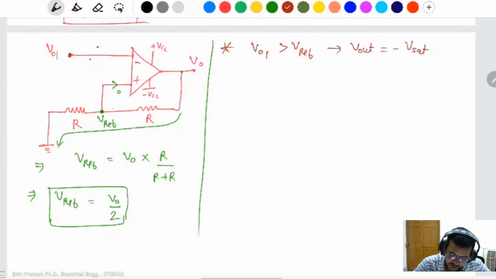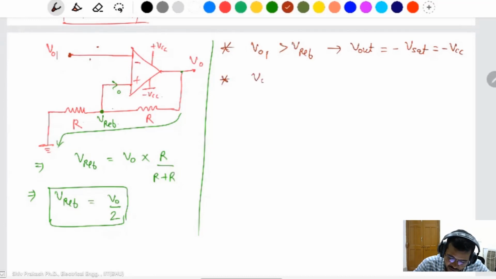The saturation limit is VCC or minus VCC. This is the saturation limit. It means minus VCC comes through the output because the negative terminal is higher. When the negative terminal is higher and the positive terminal is lower, then minus VCC comes out at the output.